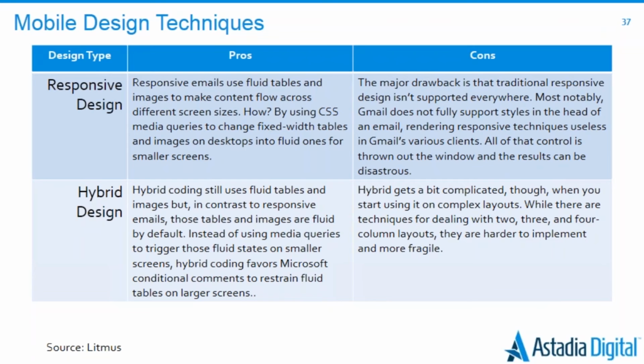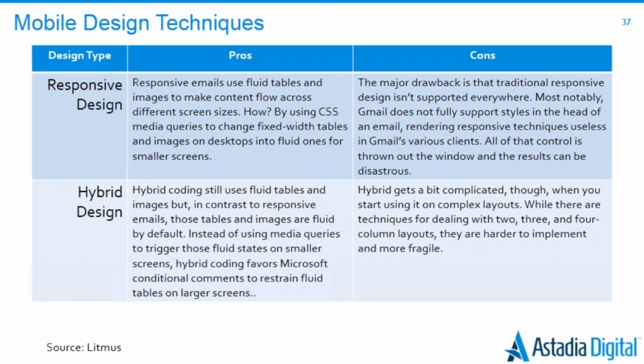So instead of using CSS to adjust between desktops and smaller screens, hybrid coding favors the Microsoft conditional comments to restrain fluid tables on larger screens. Of course, each has its own drawbacks. Responsive design isn't supported everywhere. If you have a large number of contacts using Gmail, for instance, they do not fully support styles and therefore can cause your emails not to render properly.